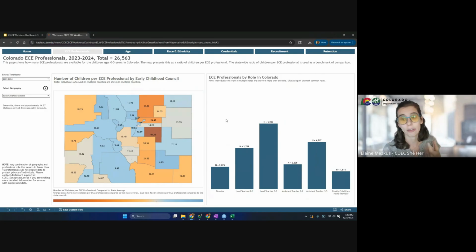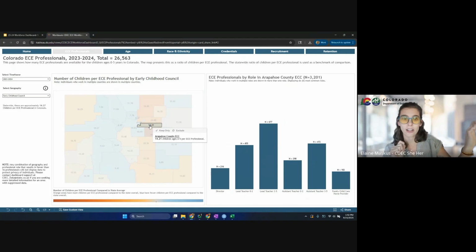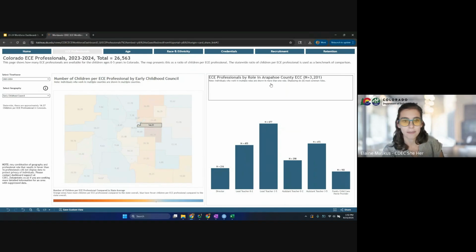But this also works the other direction. So if you want to see how many professionals there are broken out by council or whatever region you have selected, you just click on that area on the map, and then these bars will update to show how many professionals there are in the council that you've selected.